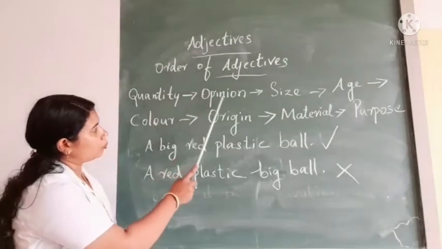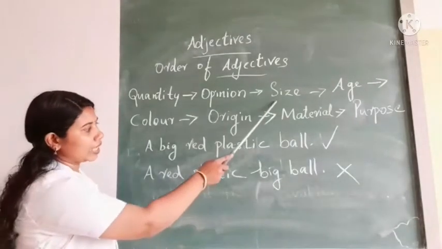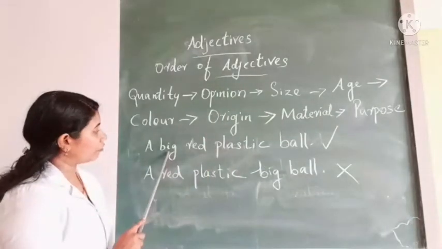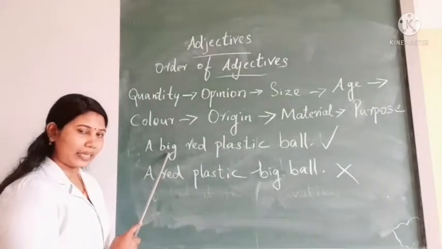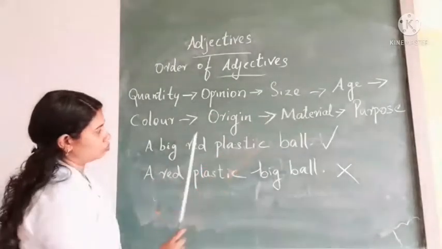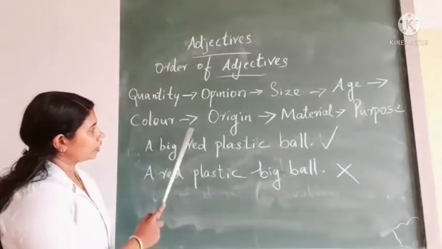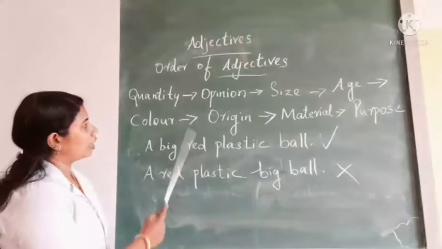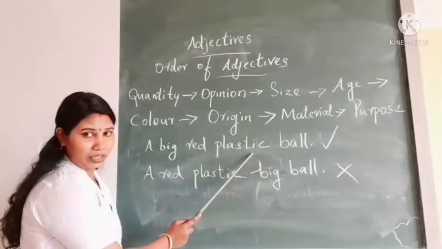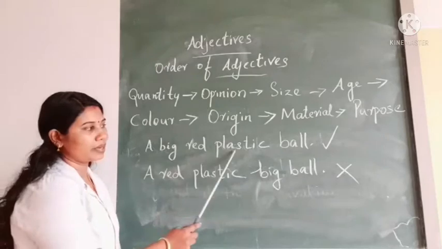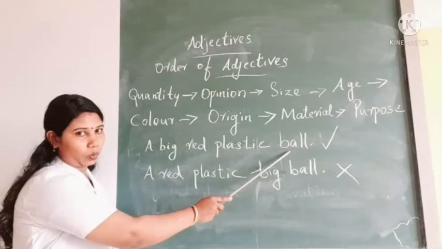Then what is according to that? Opinion. Is there any word which describes the opinion here? No. Then size? Yes. So we have to use the adjective to denote the size. So it is big. Then after that age, no, there is no word used. Then color, yes. The red color is used here. After that, origin is not mentioned here, but material is mentioned. That is plastic. So, a big red plastic ball is the correct order to describe this noun.